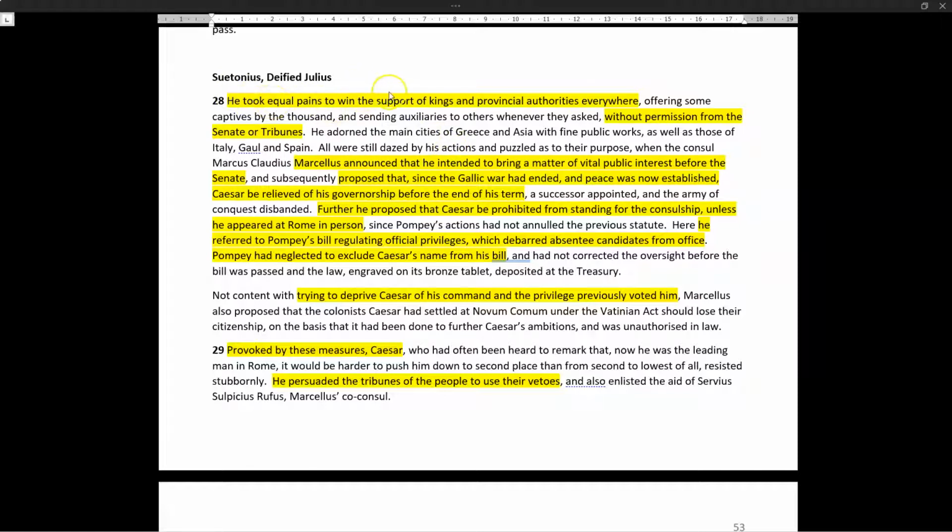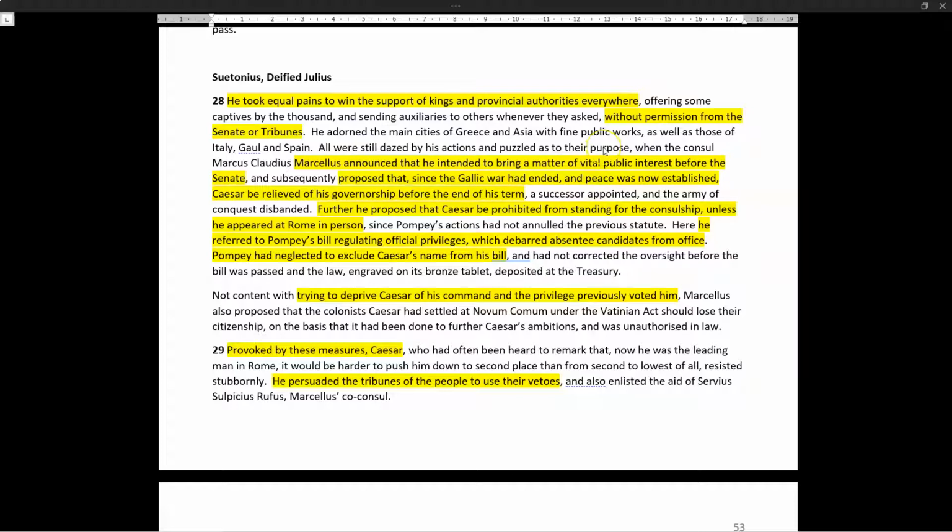So he's talking about how Caesar took equal pains to win the support of kings and provincial authorities everywhere. So he's making himself really popular. Basically, he was sending auxiliaries to where they wanted to take over lands, etc., and he was doing this all without the permission of the Senate or any tribunes. So he's acting basically beyond his brief and going beyond what he should have been doing as a provincial leader. He also put some nice statues and things in places. And essentially, everyone's questioning what Caesar is up to and thinking we need to do something about Caesar, because he is going far beyond what he should be doing.